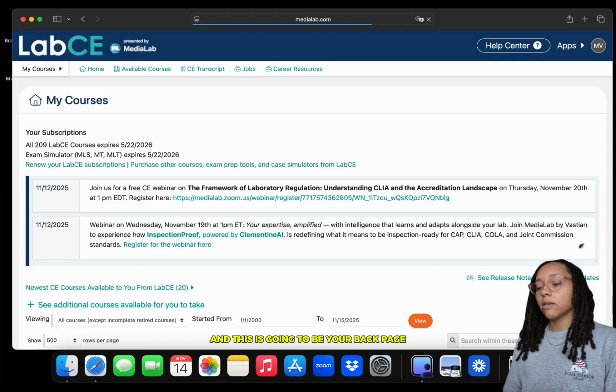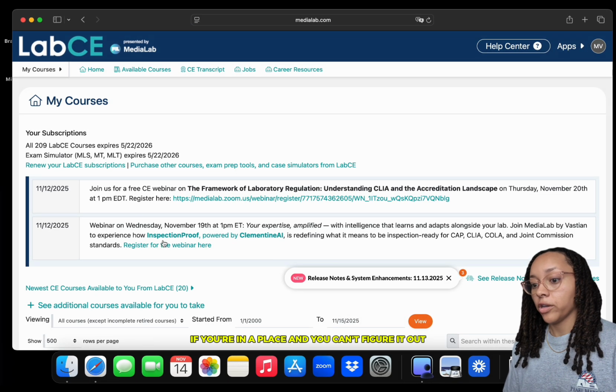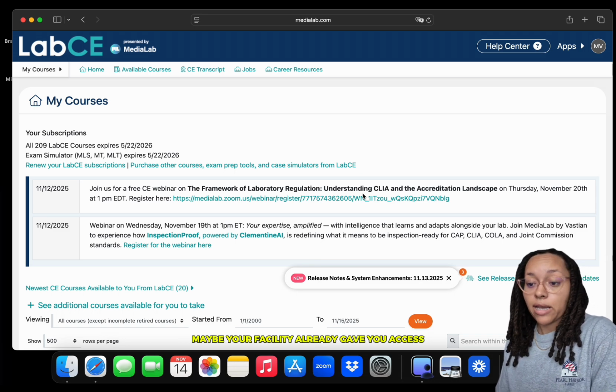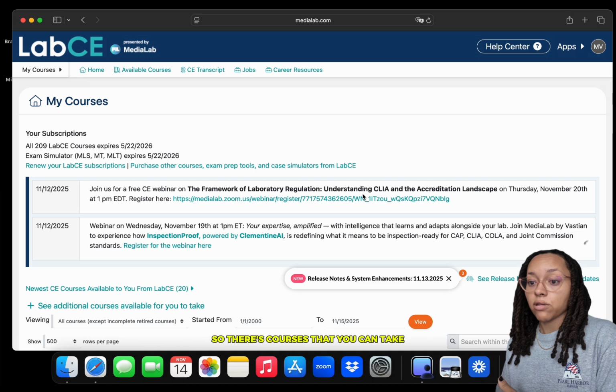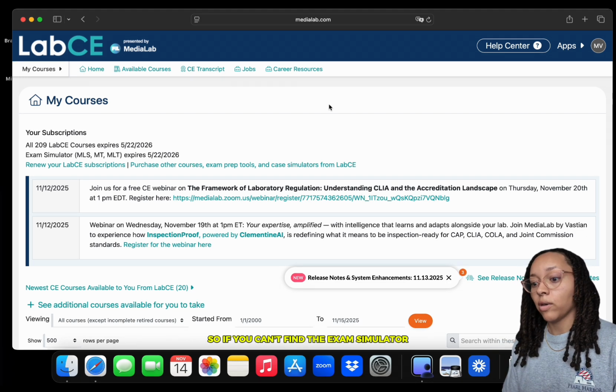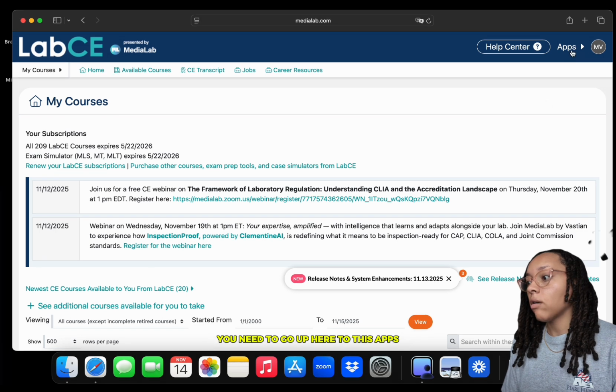I'm going to log in, and this is going to be your back page. If you're in a place and you can't figure it out, maybe your facility already gave you access and there's another section, so there's courses that you can take, and then there is your exam simulator. So if you can't find the exam simulator, you need to go up here to this apps over here up in the top right corner.